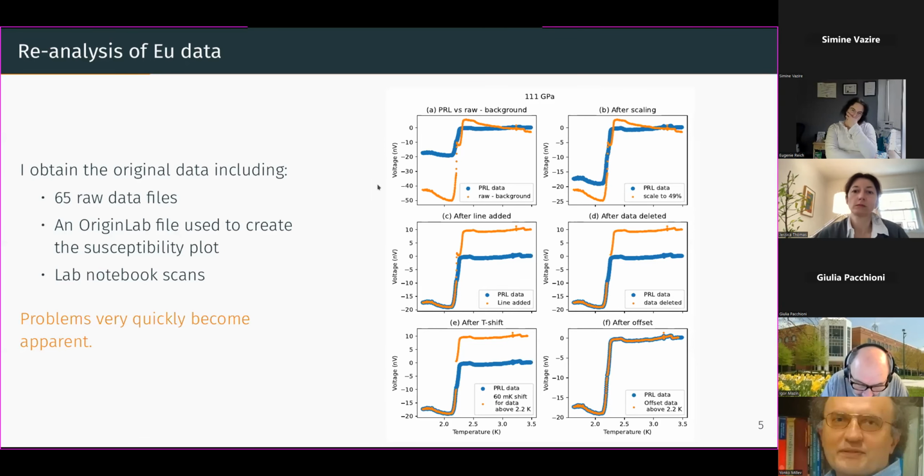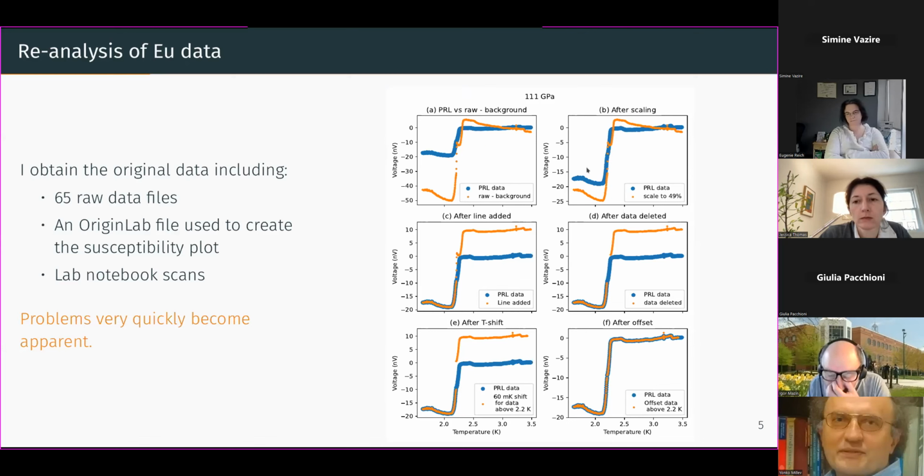But when I began looking at the data beginning from the raw data files, things became clear. So this plot here shows the coil voltage versus temperature, and it basically shows the series of steps that's necessary to transform what was measured into what was published. Here, the blue data is what was published in the PRL article, and the orange data is what should have been there, or what was actually there in the data.